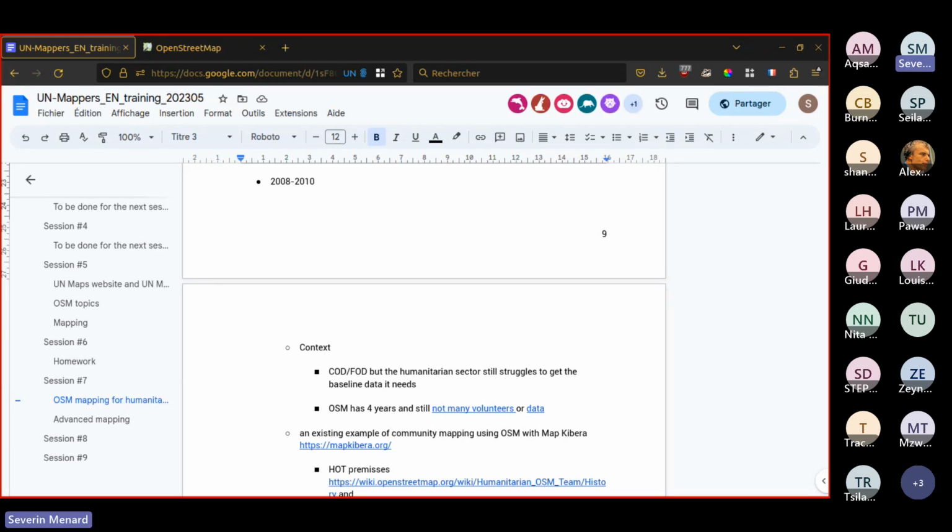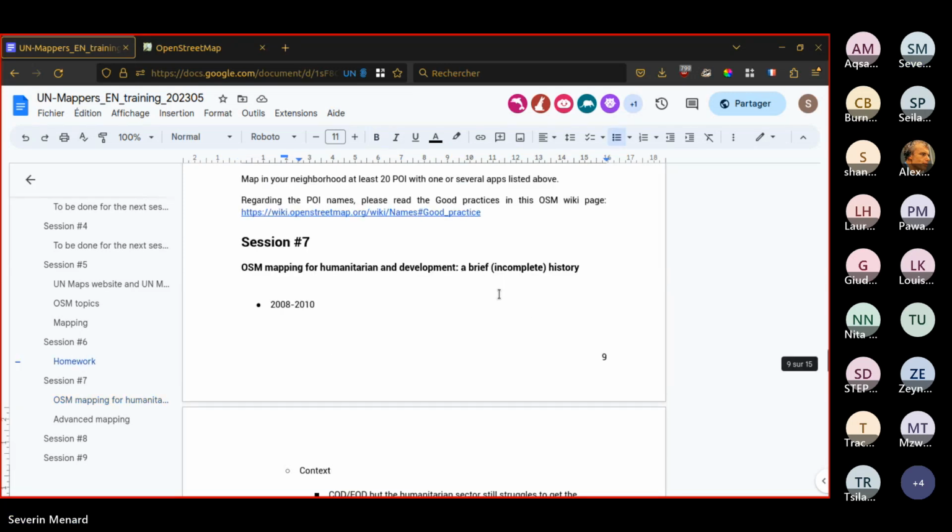And as usual, when I make a pause and my mouse is disappearing, it is because people are entering and I need to click on the OK button to let them enter and join us. So we are now more than 20. That's better.